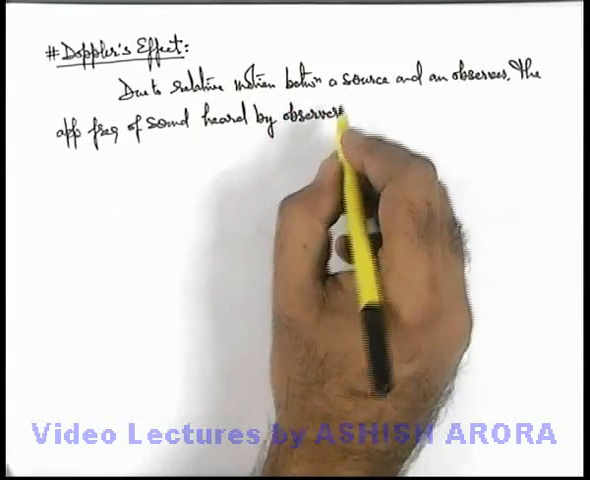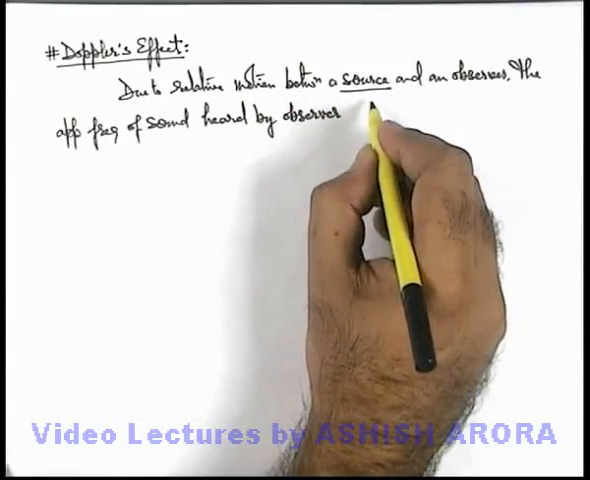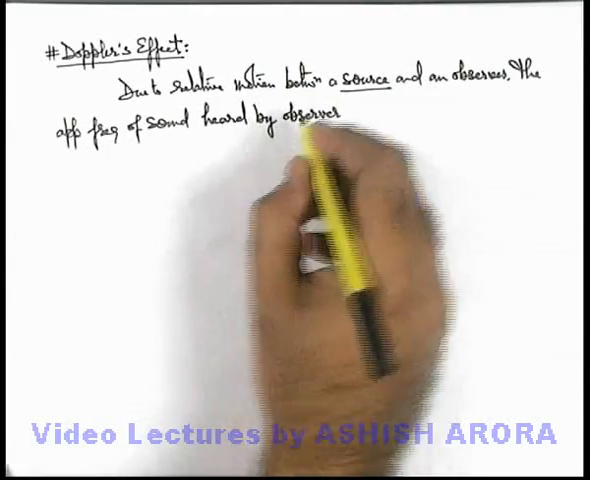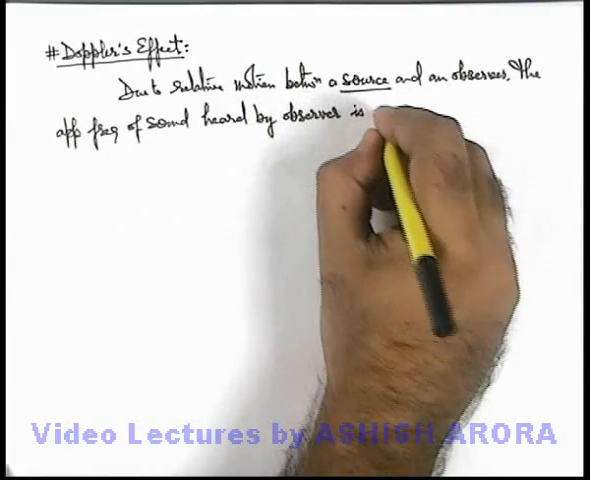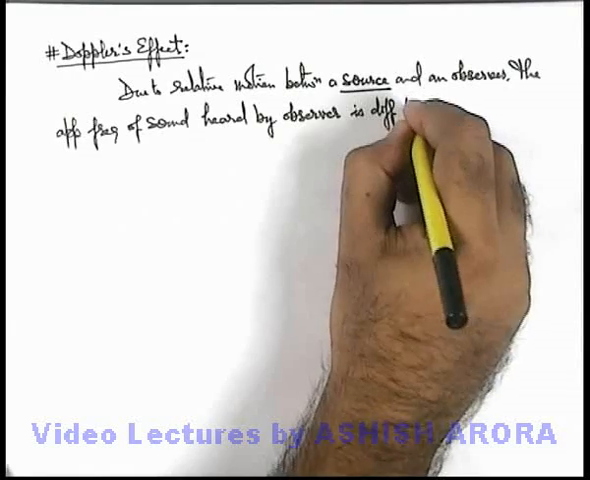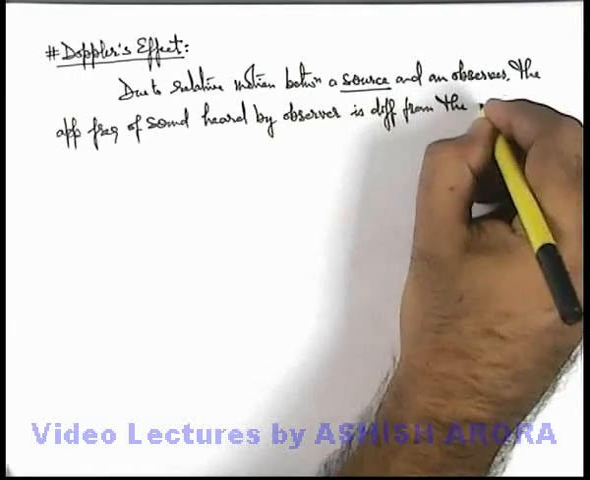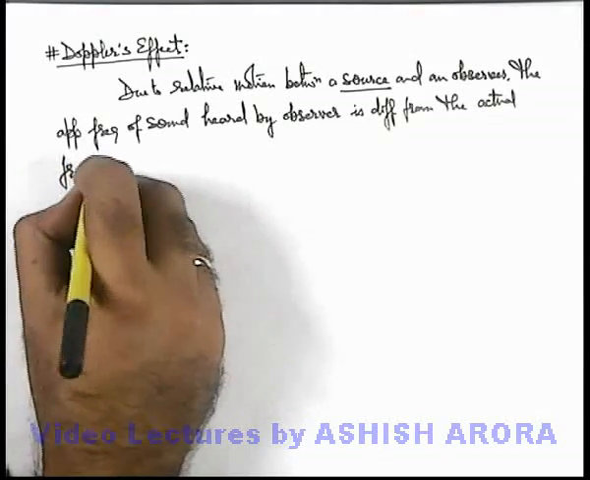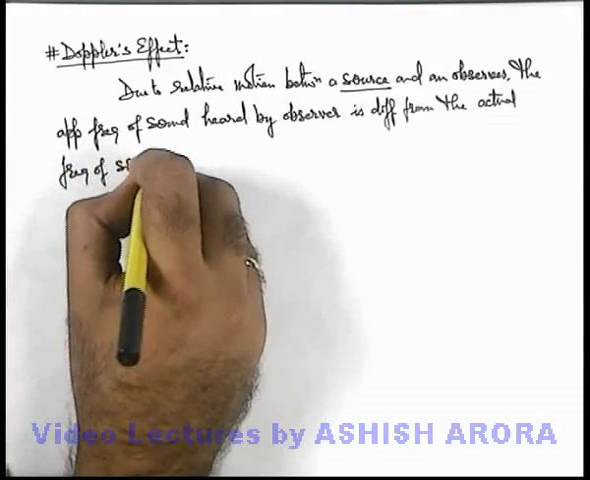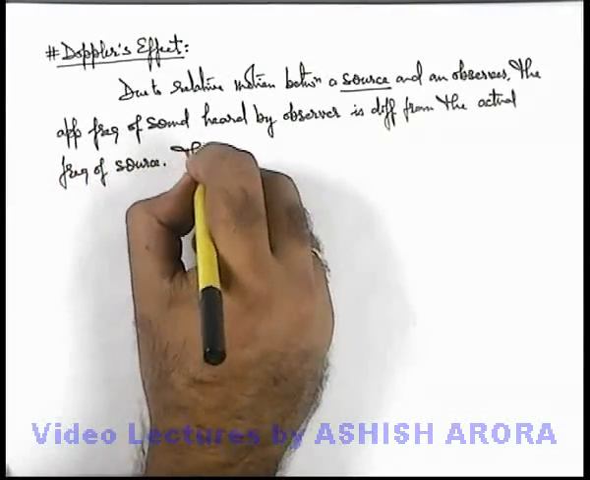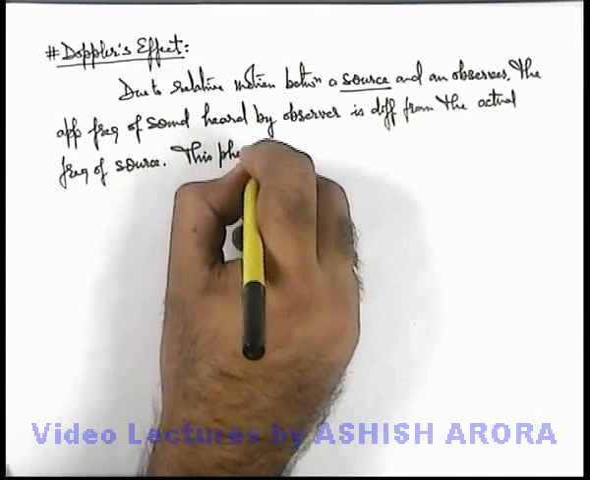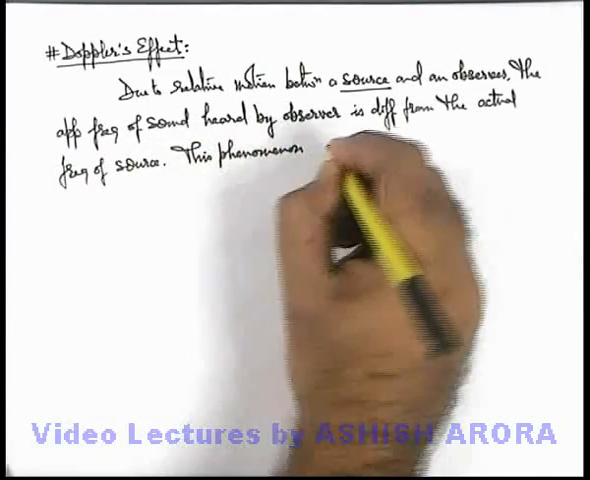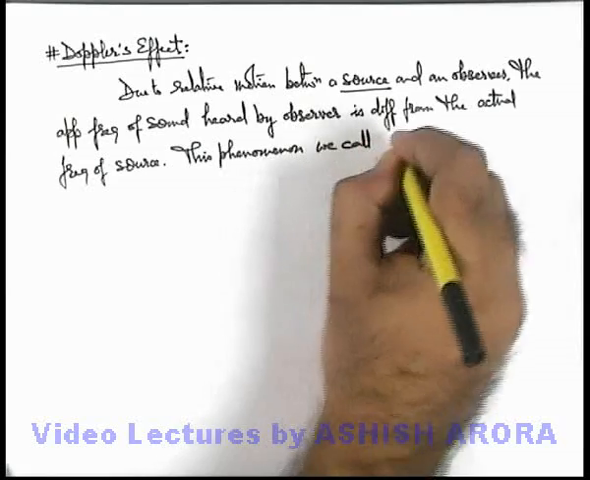we are talking about the frequency which is produced by the source, and the apparent frequency of sound heard by observer is different from the actual frequency of source. This phenomena we call Doppler's effect.